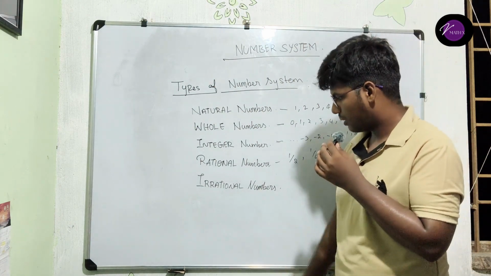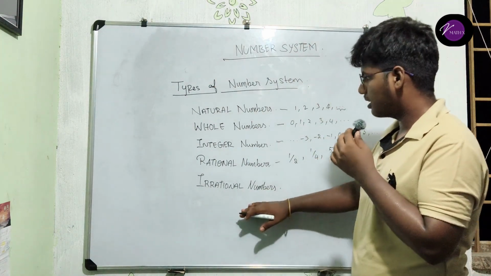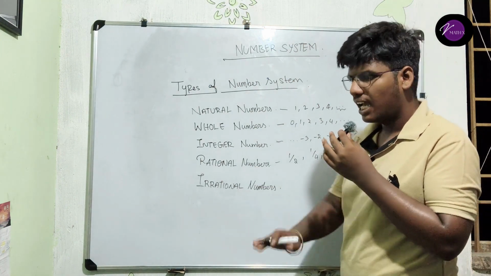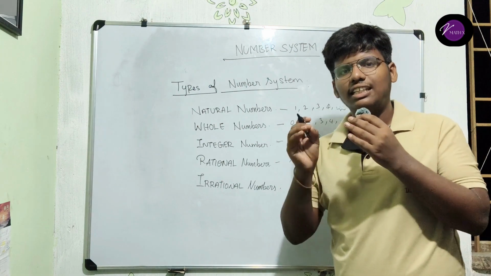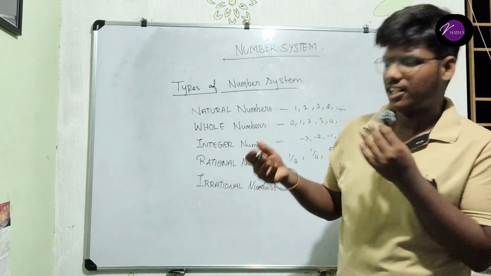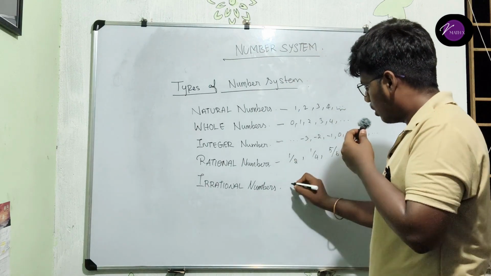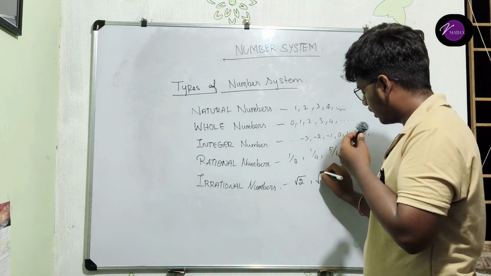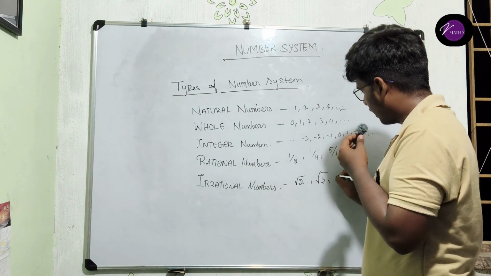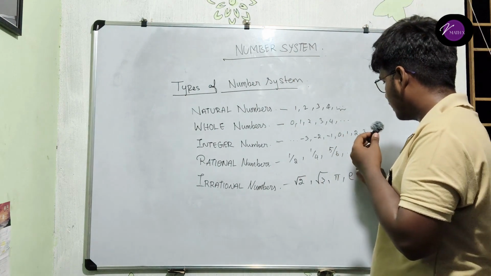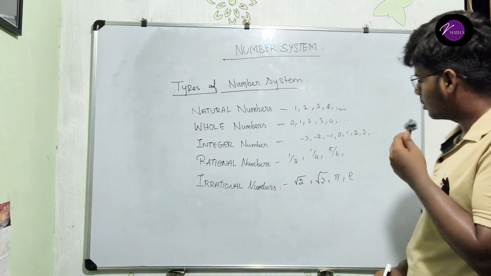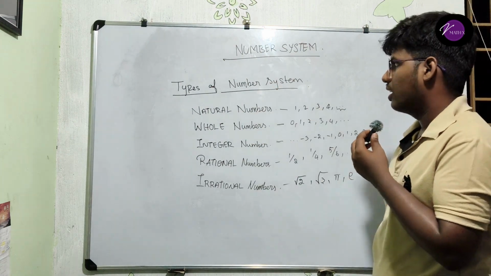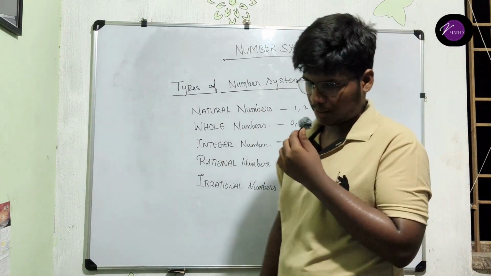And what about the irrational? Irrational is nothing but the opposite. Any number that cannot be written in the form of a fraction is called irrational. So that is root 2, root 3, pi, e meaning exponential. So these are the types of number systems.